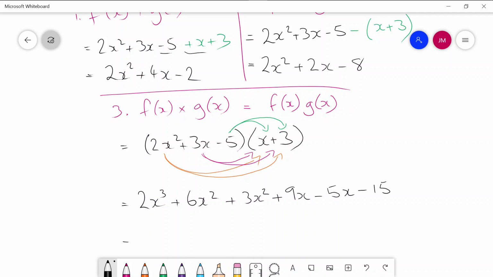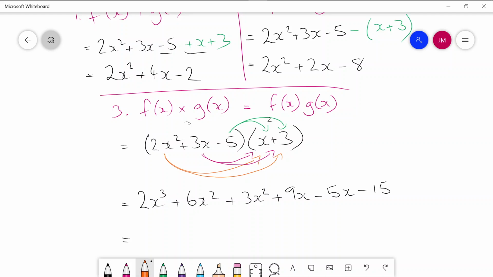Now we can simplify this. We've got 1, 2, 3, 4, 5, 6 terms. And notice that I had 3 terms in this bracket, 2 terms in this bracket. So I should, in my first line of working out, get 6. So I know I haven't missed anything. It's a nice little way of checking. If I had 4 times 3, I'd have 12. But some of these will cancel off.